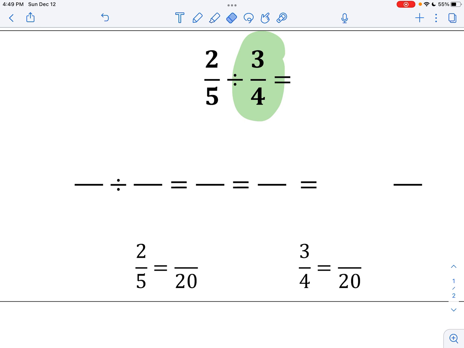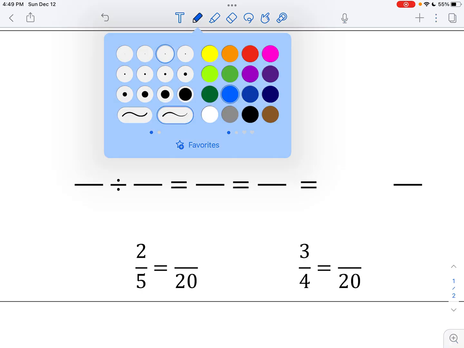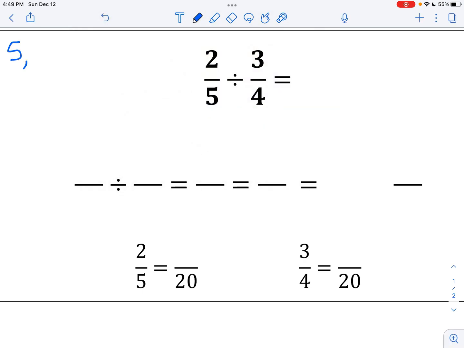All right, so here we go. We're looking for common denominators. The first thing I notice is that the first fraction has 5 for a denominator, and the second fraction has 4. All right, so those are not the same. They're not common. So I'm going to make a list of the multiples of 5. Over here I have 5, 10, 15, 20, 25, and I'm going to stop.